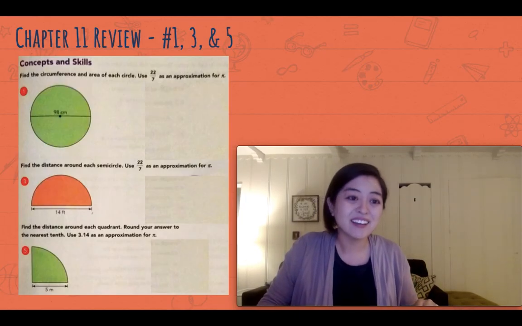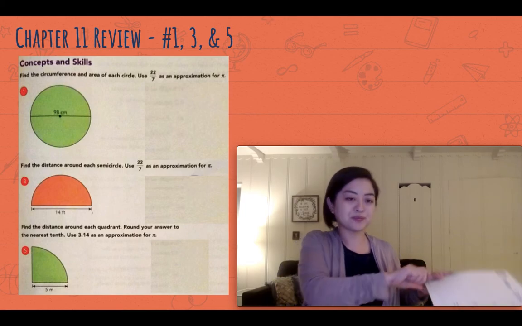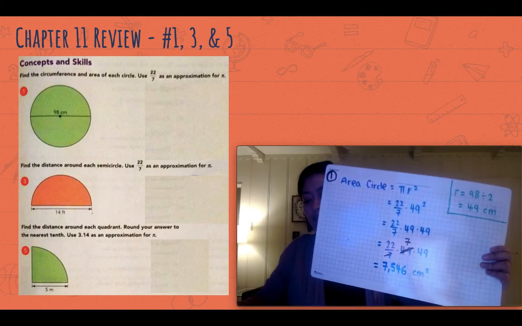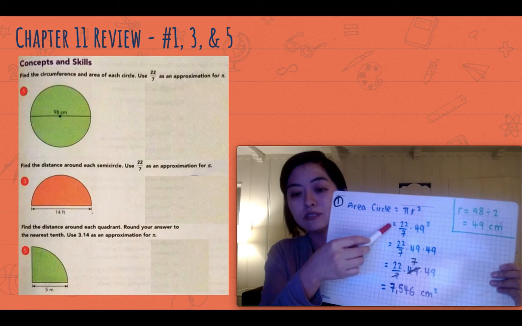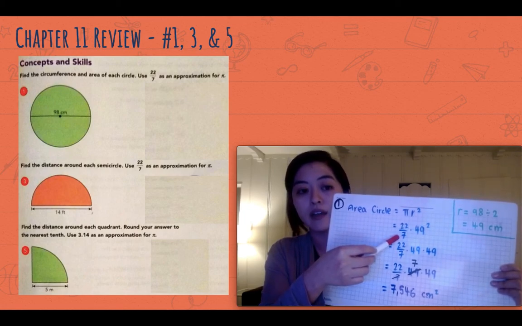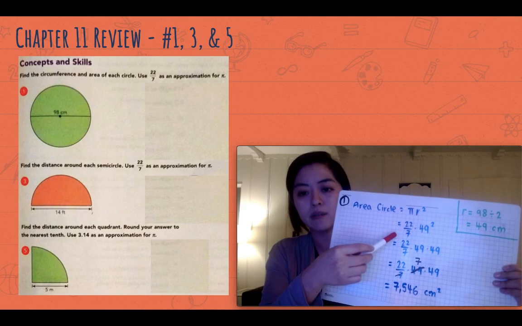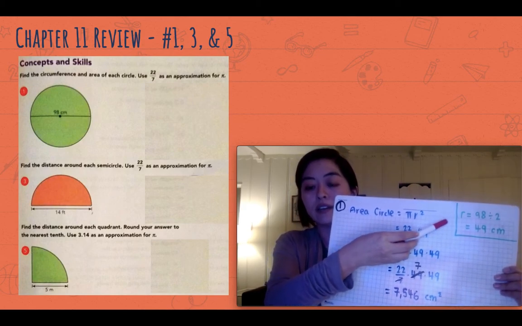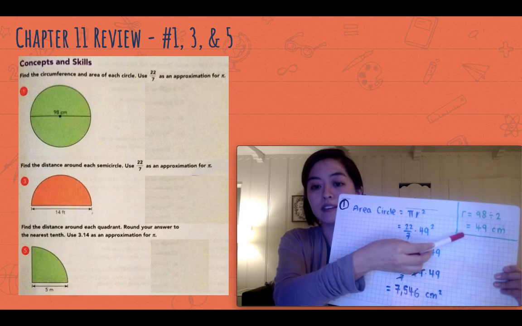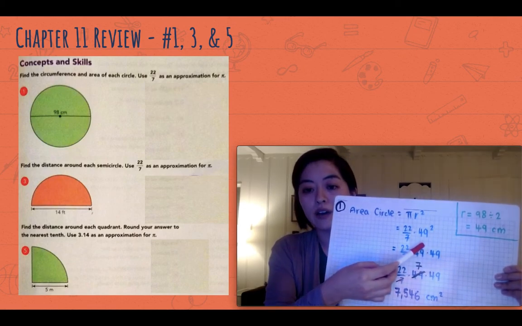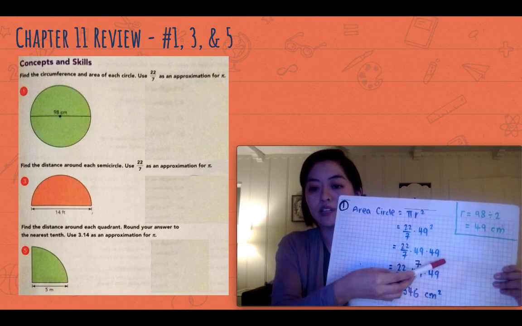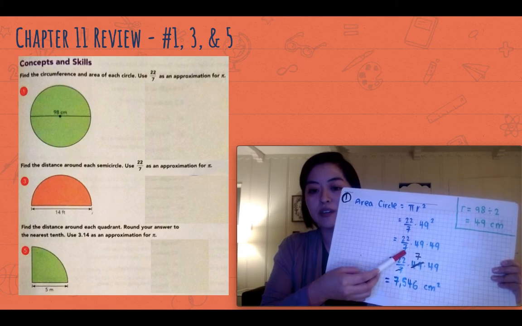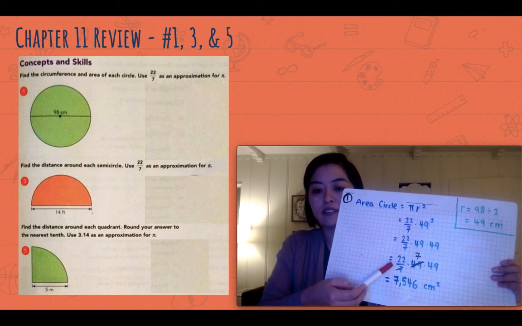Okay, so let's look at number 1. So number 1 is written like this. We have to find the area of the circle, and we're using 22/7 as an approximation for pi. And in that picture, they give us the diameter. So to find the radius, I have to take half of the diameter, which is 49 centimeters. So now I have 22/7 times 49 squared, which is 49 times 49. And I like that because I can do 49 divided by 7, and then you just get 7.